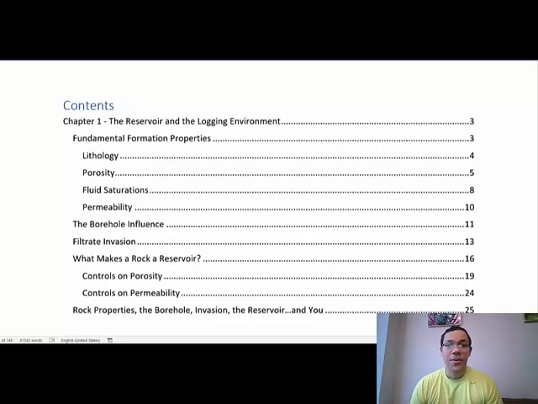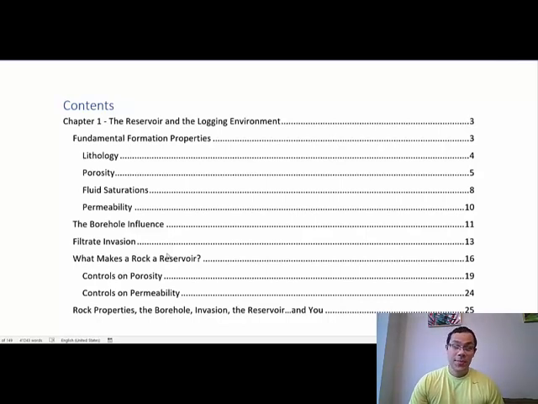Alright, here we go with a review of chapter number 1, the reservoir and the logging environment. Well, these are the topics that we will be covering. We'll start talking about the reservoir fundamental properties, which are lithology, porosity, fluid saturation, and permeability. Then the borehole influence, the filtrate invasion, and a few interesting topics.